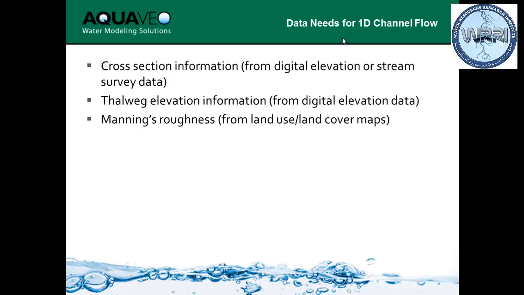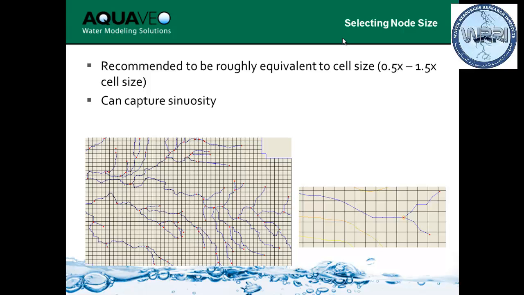So for 1D channel routing, for channel flow, 1D hydraulic model, you need cross-section information, you need your Thalweg elevation information, and then you need Manning's roughness for each of those streams. And the node size: when you redistribute the streams, when you create these streams, there's a number that you enter for the redistribution size. That number should be about the same as your cell size. So 0.5 times your cell size to 1.5 times your cell size should be what that number is.